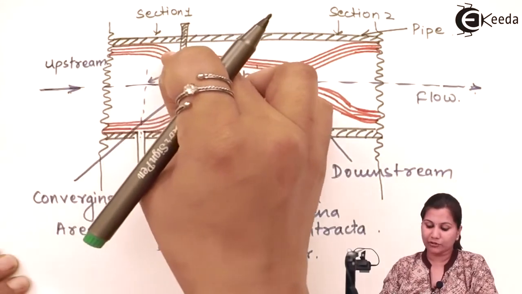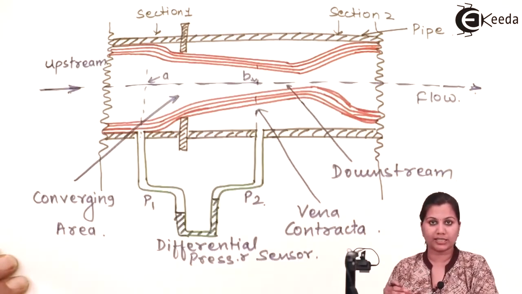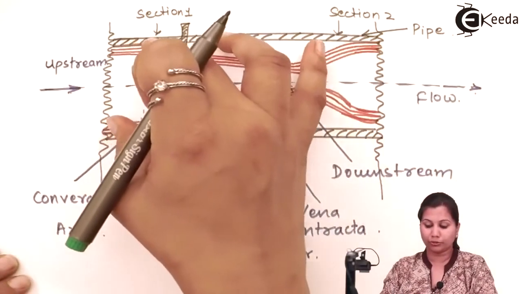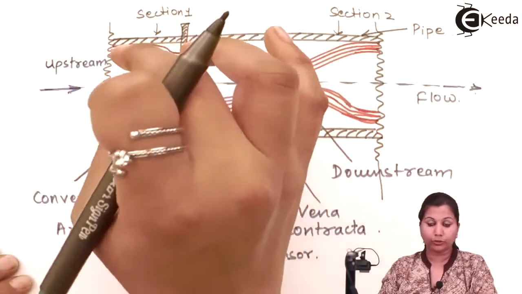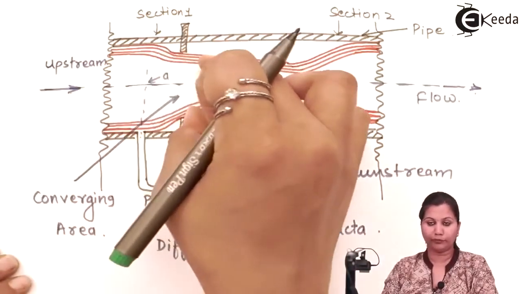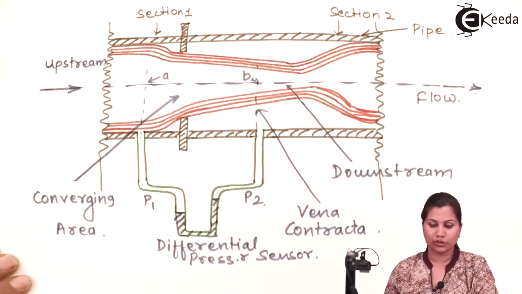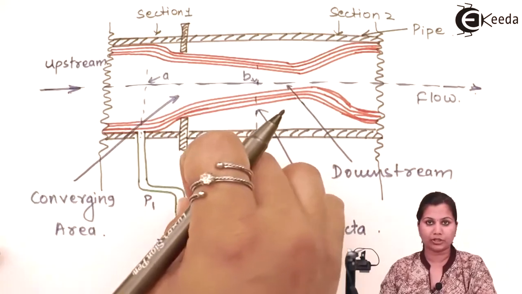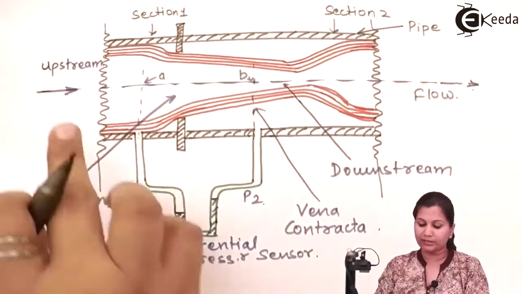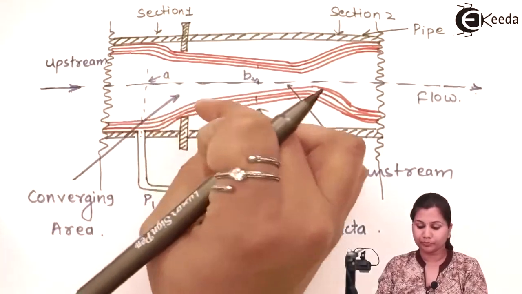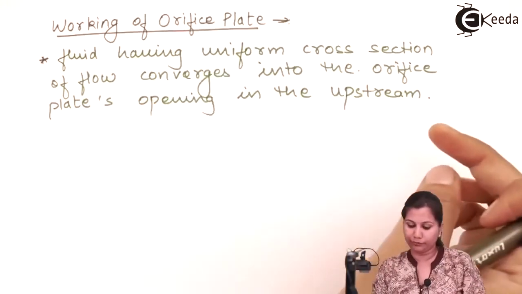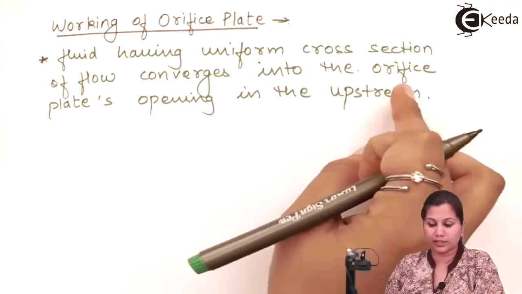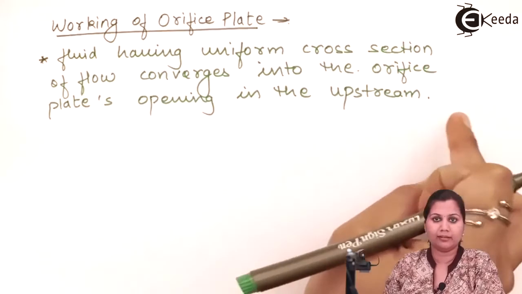As soon as it is entering the converging part, its velocity starts changing. Okay, and due to the change in the velocity of fluid flow, the pressure is also changing. So at this position we are going to first measure the pressure P1. So this was in the upstream of the orifice plate. So the fluid having uniform cross section of the flow converges into the orifice plate opening in the upstream.